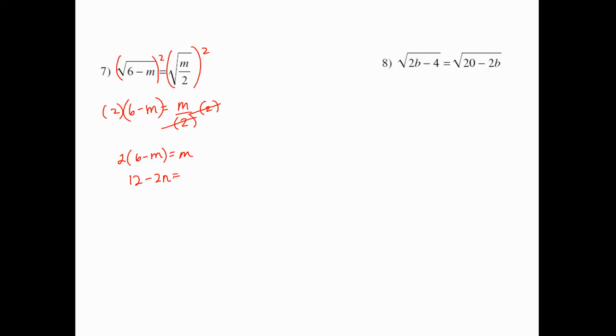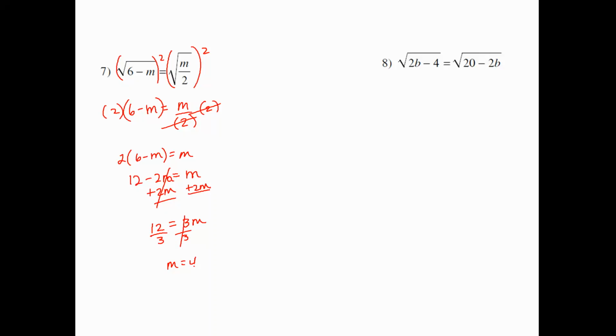All right, the next problem. Square root equals a square root, so we're going to square both sides. We get 6 minus m equals m over 2. Since we have a 2, we've got to get rid of it by multiplying both sides by 2. Notice my use of parentheses here. So you have 12 minus 2m equals m. I'm going to add 2m. I got 12 equals 3m. Divide by 3.